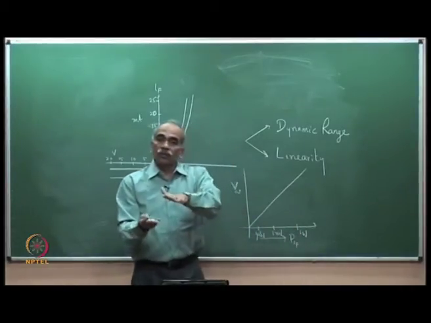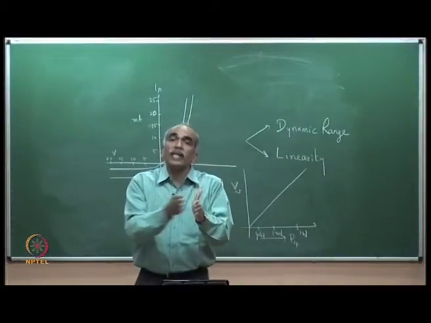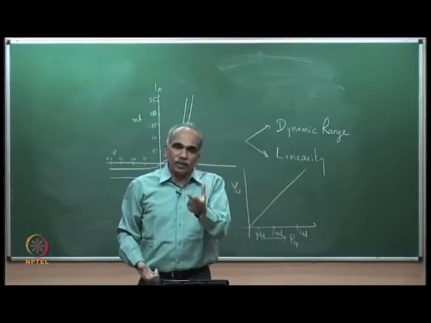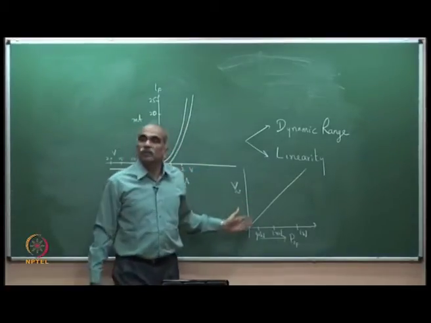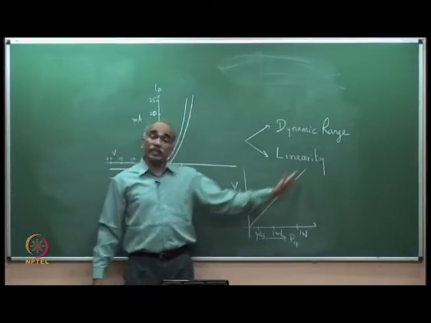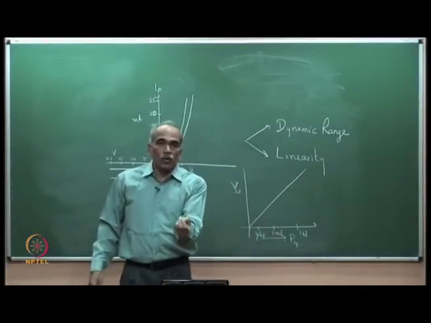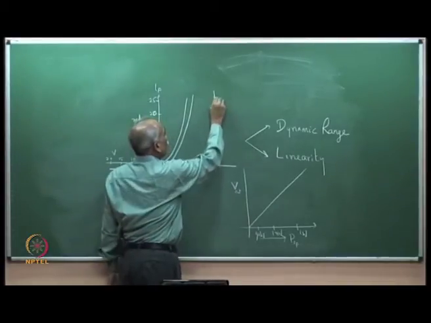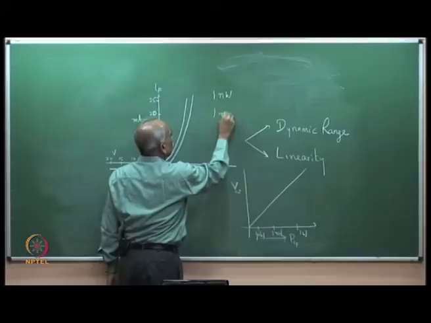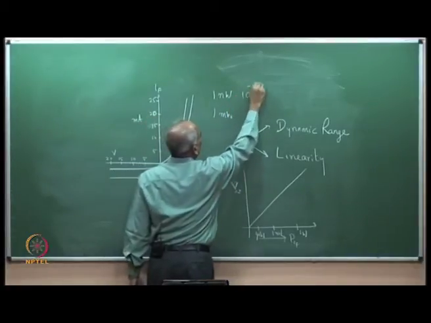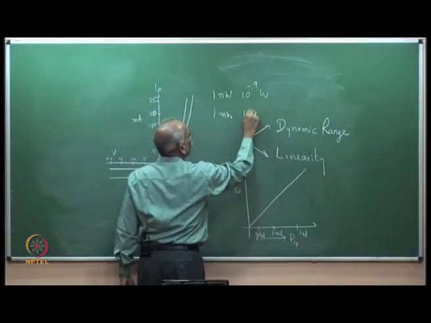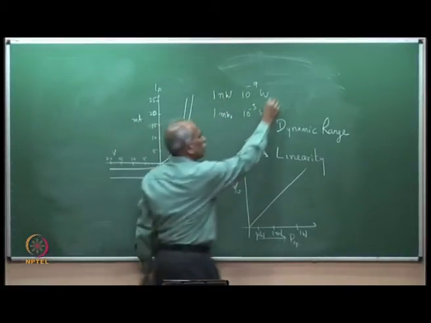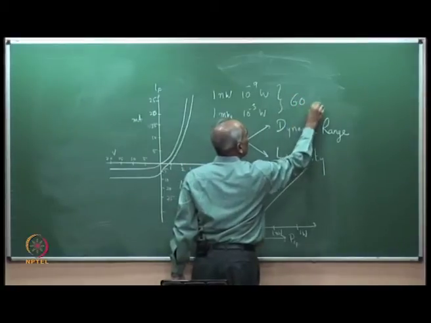Dynamic range refers to the useful range of measurement where the detector could be used, the range of powers over which you can use the detector. If it remains linear, to measure 1 nanowatt and also 1 milliwatt, what is the dynamic range? From 1 nanowatt to 1 milliwatt. 1 nanowatt is 10 to the power of minus 9 watt, 1 milliwatt is 10 to the power of minus 3 watt. What is the dynamic range? Dynamic range is 60 dB.